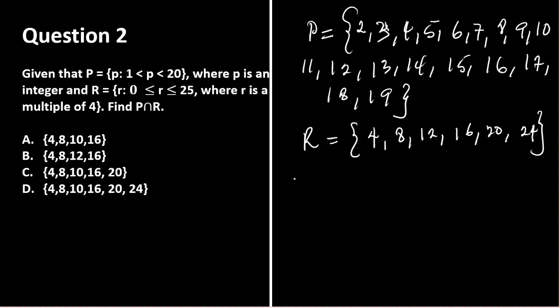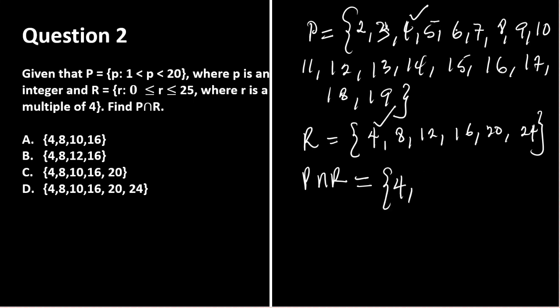Now I'm asked to look for P intersect R. P intersect R simply means the items that are in P and also in R. If you look at P, look at 2 and 3. I have 2 and 3. Are 2 and 3 in R? No. I have 4. 4 is in P and 4 is in R. So the first item I'll pick will be 4.